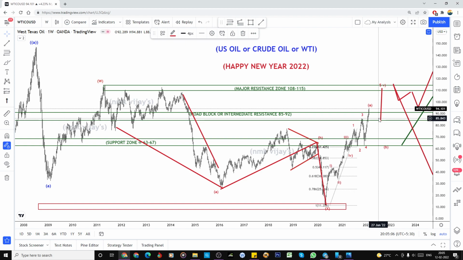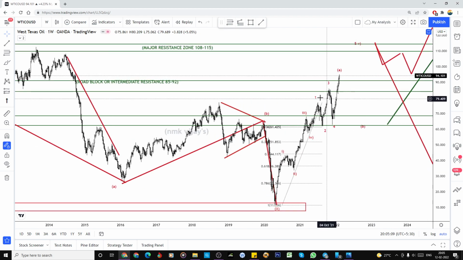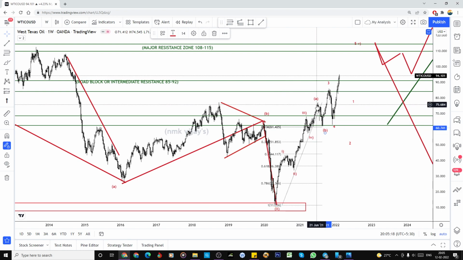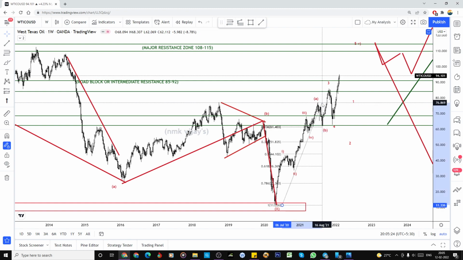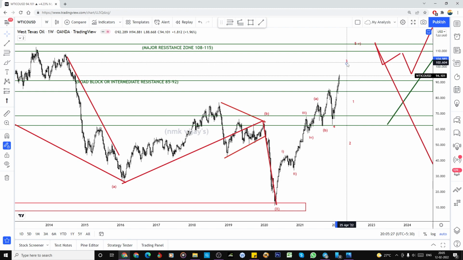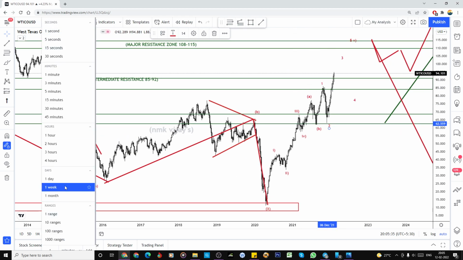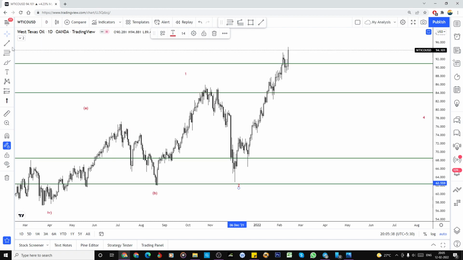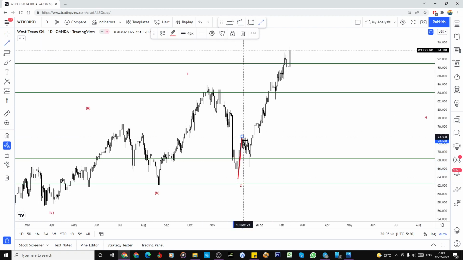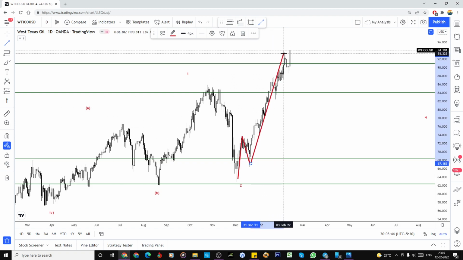There is one more possibility apart from this. One more possibility is that A is already ended and B is also already ended in a simple formation, and it is looking like a zigzag. So the five-wave structure is A, and B is only nearly 23.6. After that, this could be wave 1, and this is wave 2, and we are in wave 3. So if you look at the daily chart, it seems like this ABC is a 1, ABC is a 2. So this is the end of the third, and we are in that fourth wave.